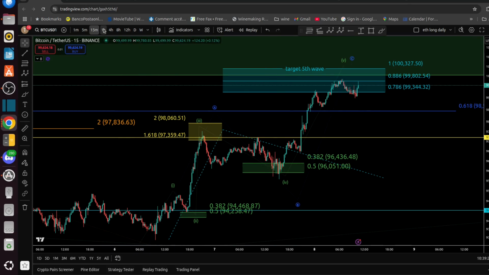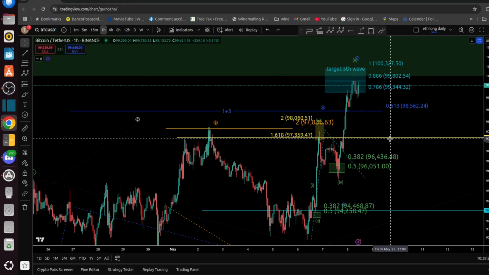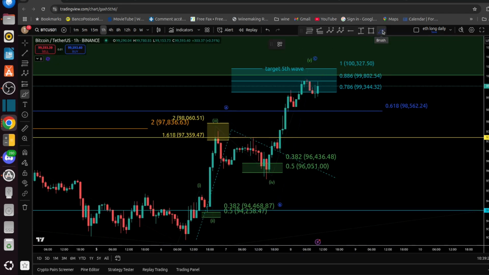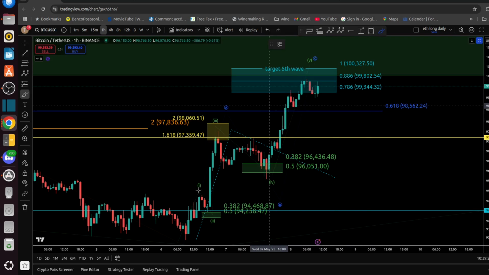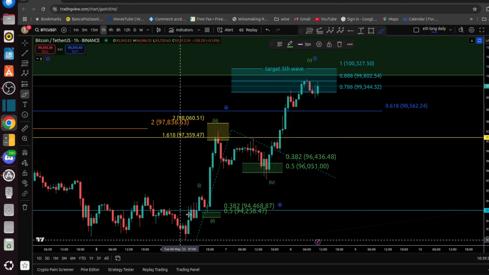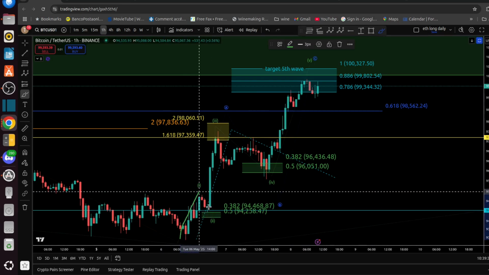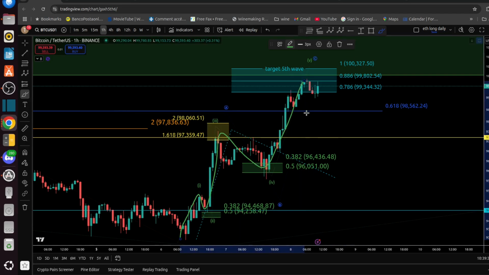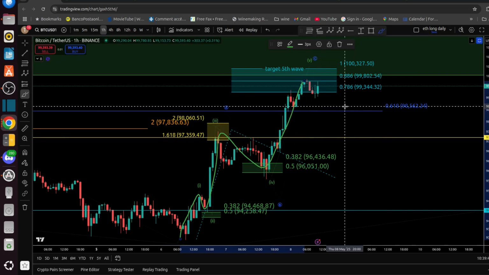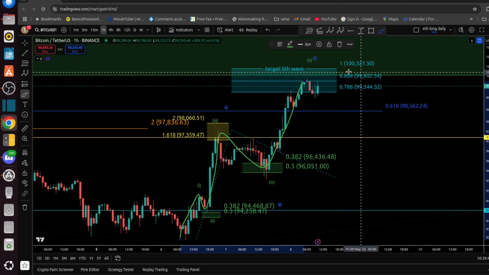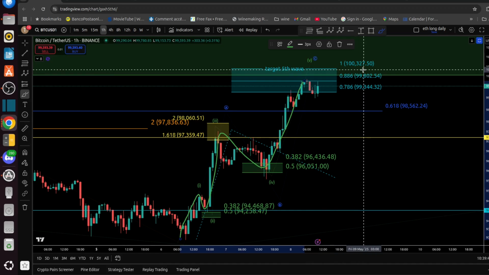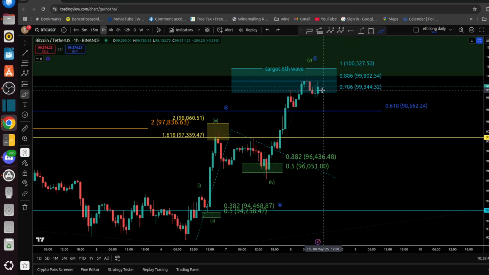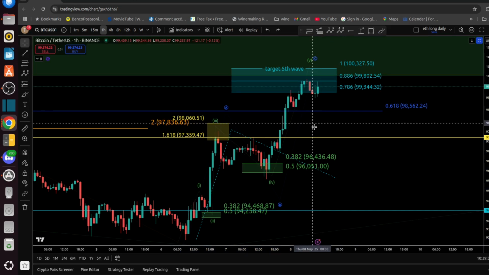Now I am on a 15 minutes. Let me go back on a 1 hour, so we can see really clearly. Wave 1, wave 2, wave 3, wave 4, and wave 5. We did reach all the targets. Ideally, can it go even higher? Yeah, it can go to 100,370. It doesn't feel exhausted up to now anyway.